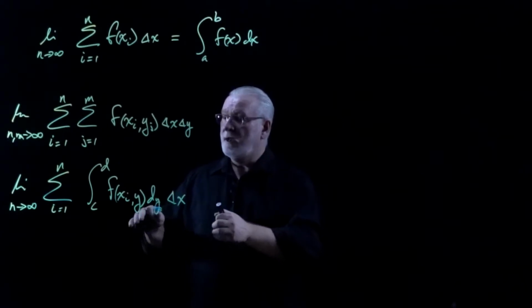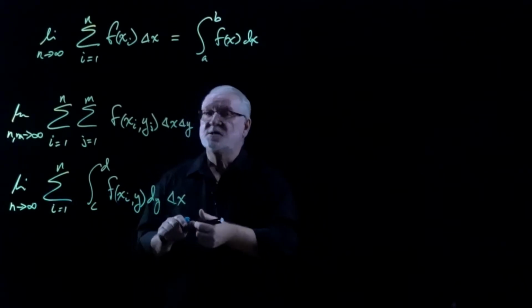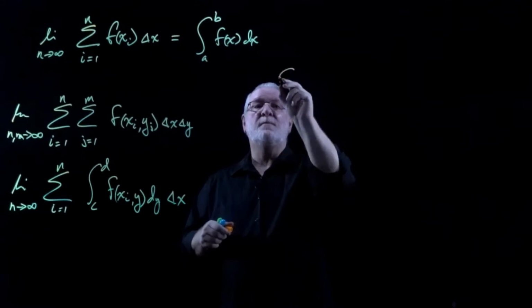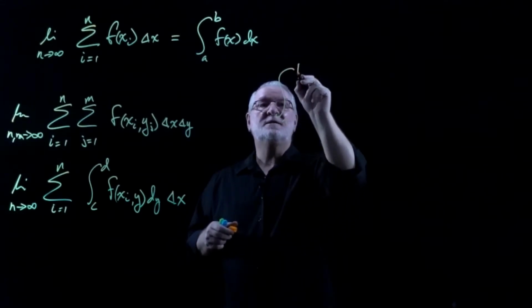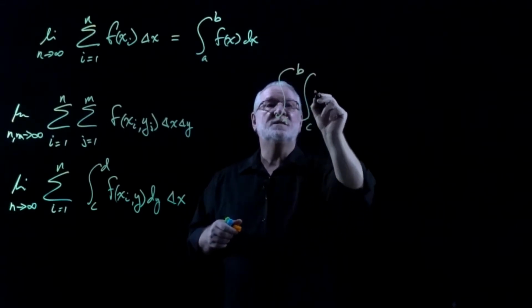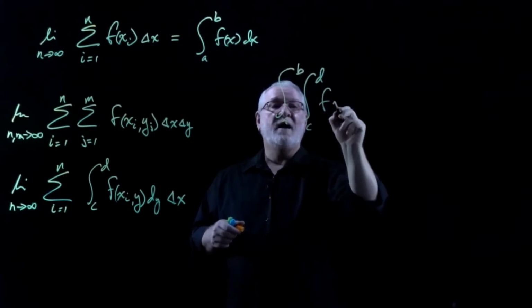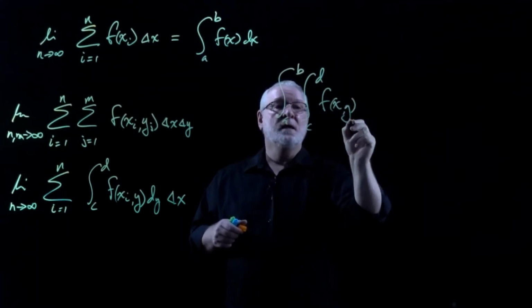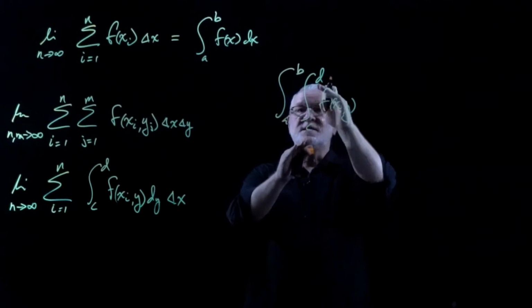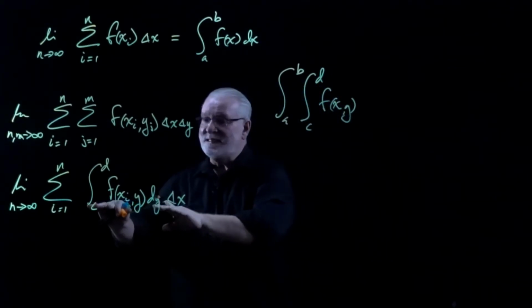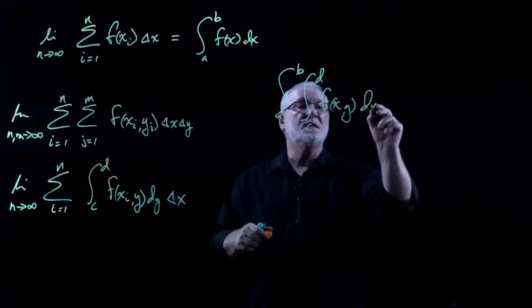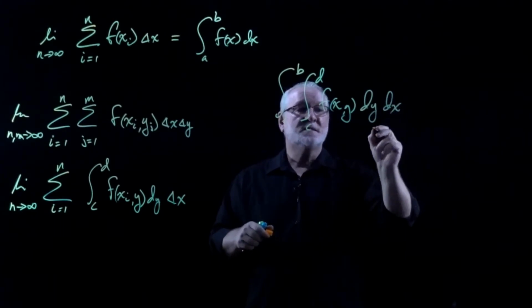So let's look at what happens if we apply the rule for the Riemann sum a second time. So that means applying the x portion of it. So now I'm going to end up with an integral from a to b, an integral from c to d of f of x, y. And then now, remember, the c to d, that was the dy portion, so it's dy dx.